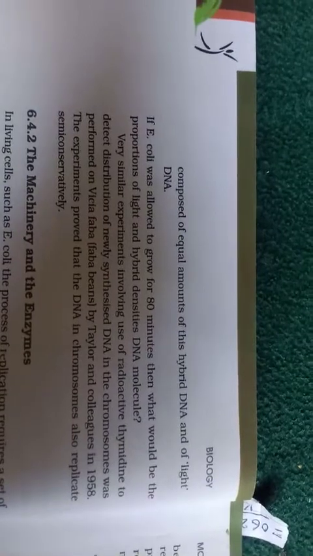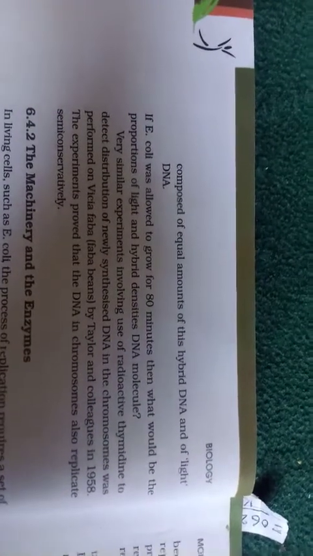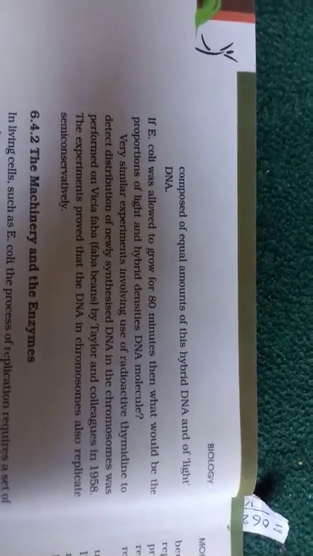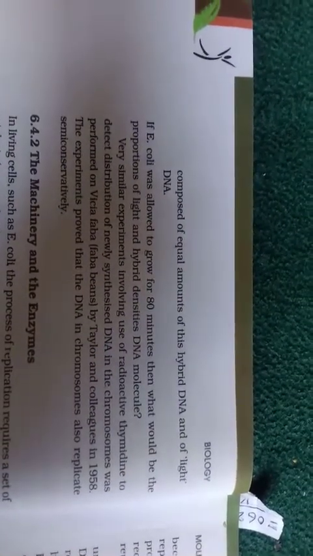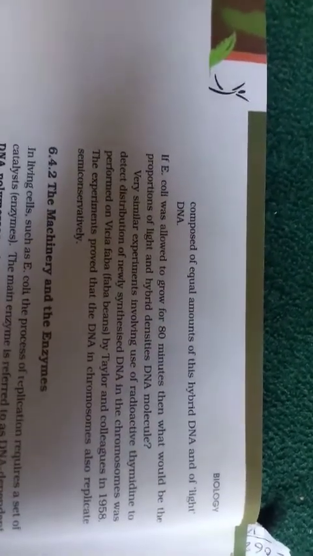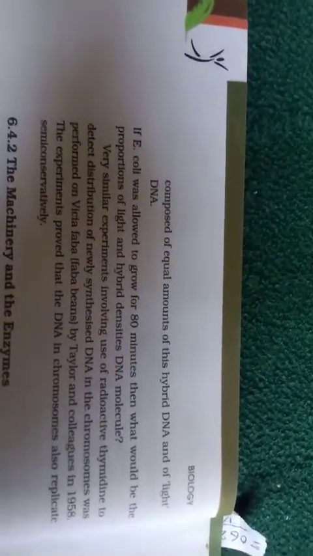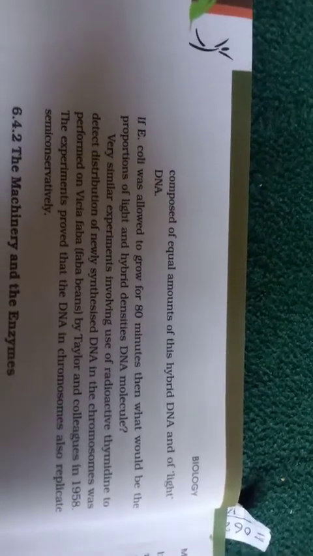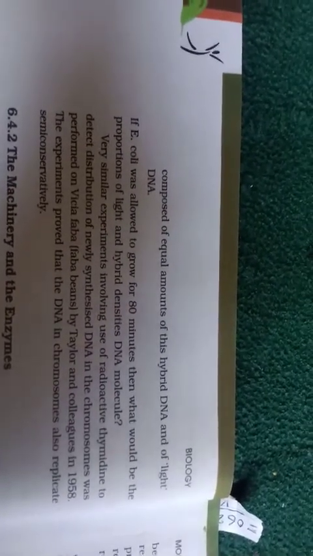Very similar experiments involving the use of radioactive thymidine to detect the distribution of newly synthesized DNA in the chromosomes were performed on Vicia faba, that is fava beans, by Taylor and his colleagues in 1958, and the results were the same. That further strengthens the proof that the DNA replicates in a semi-conservative manner. These experiments proved that the DNA in the chromosomes also replicates semi-conservatively.